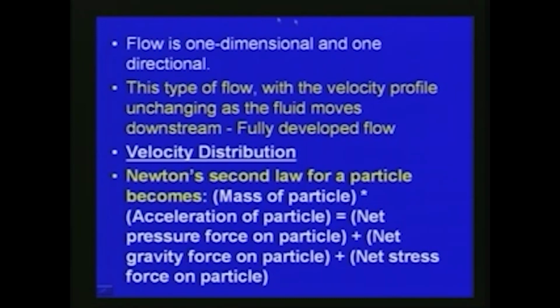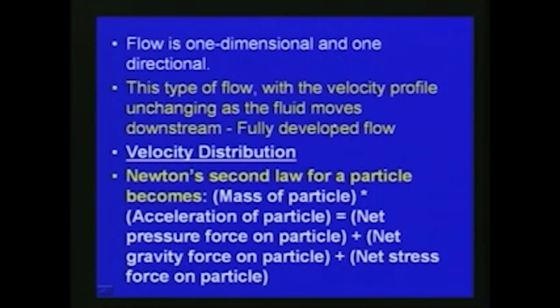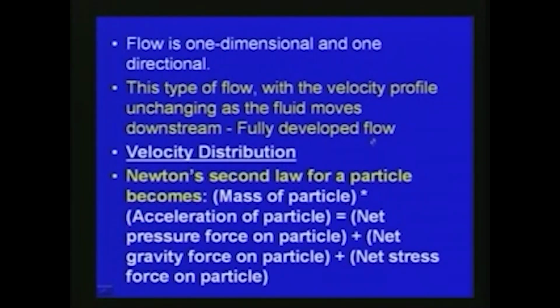Finally, with respect to the simplifications, we can see that the flow is one dimensional and unidirectional. So this type of flow with the velocity profile unchanging as the fluid moves downstream is called a fully developed flow. You can see the velocity profile here is unchanging as the fluid moves downstream. So we say it is fully developed flow.